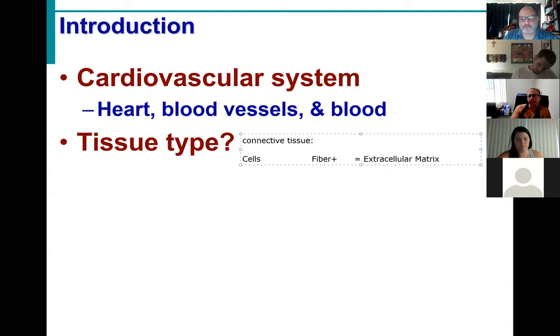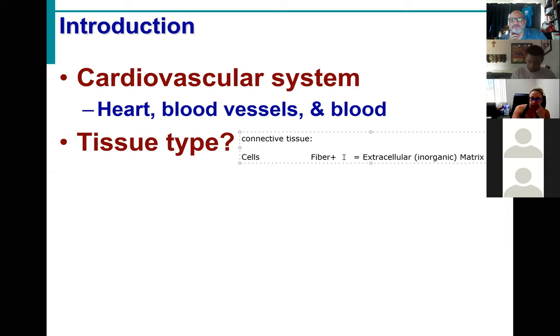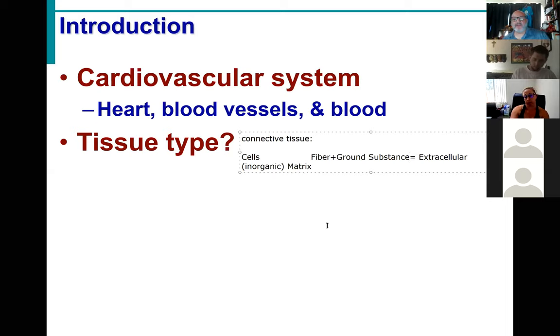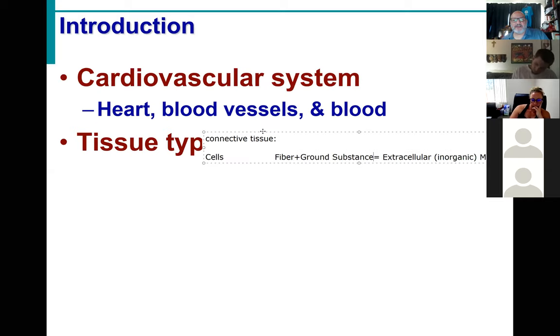Collagen. What was the other component? Water is a part of it. Fluid. It is basically the fluid component of it, but that fluid component had a special name. Remember, we called it ground substance. Right, the ground substance. So basically, a connective tissue is cells and matrix, fibers and ground substance. Those are the two main components of a connective tissue.